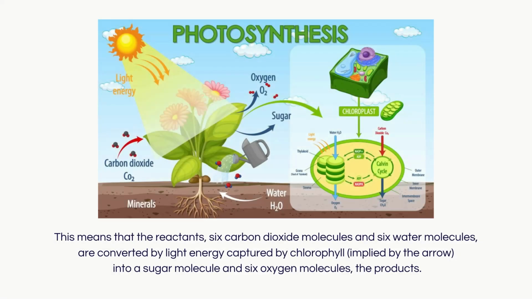This means the reactants, 6 carbon dioxide molecules and 6 water molecules, are converted by light energy captured by chlorophyll, implied by the arrow, into a sugar molecule and 6 oxygen molecules, the products. So, I will elaborate more on glucose and oxygen. Glucose, the primary energy source in cells, is made from two 3-carbon G3P molecules. The photosynthesis reaction produces glucose, which provides energy for the plant.